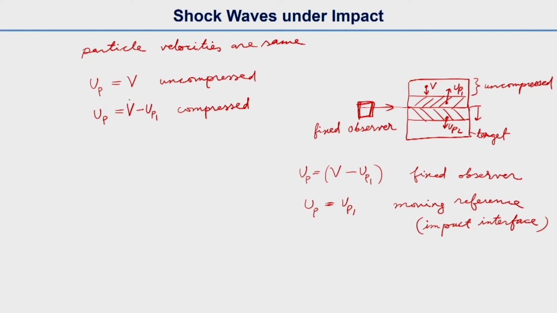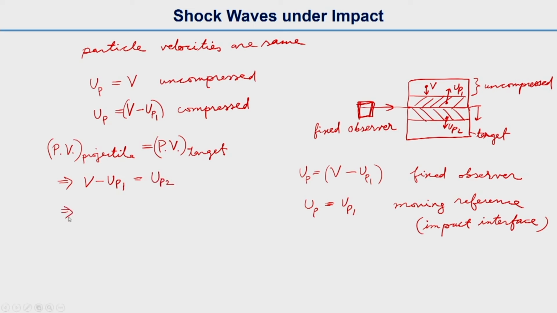That condition means that the particle velocity PV of the projectile is equal to the particle velocity PV in the target, or you can simply write U subscript P for PV. So, this will give us v minus UP1 is equal to UP2, which is the particle velocity in the target. So, this will give us UP1 plus UP2 is equal to v, which is the impact velocity.